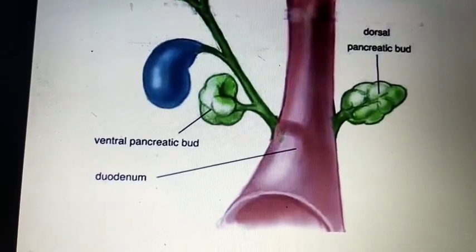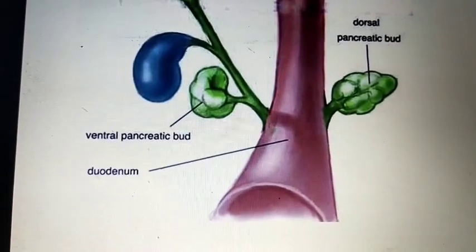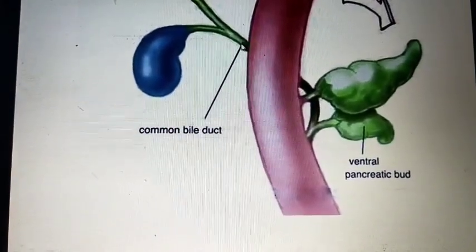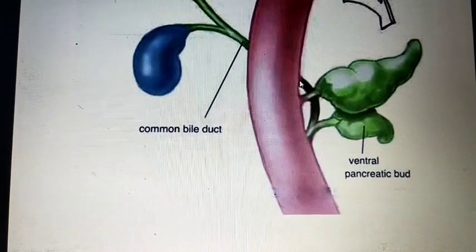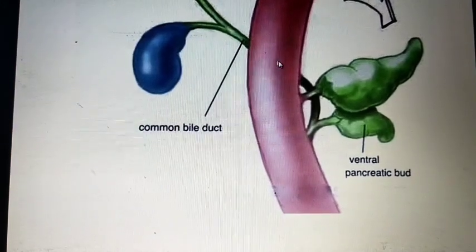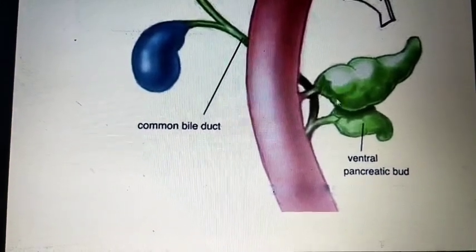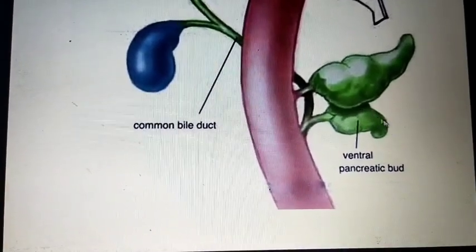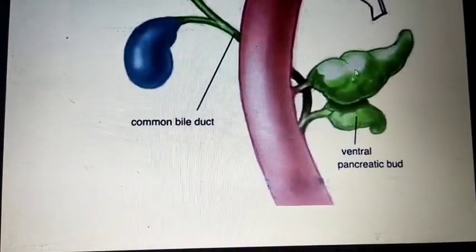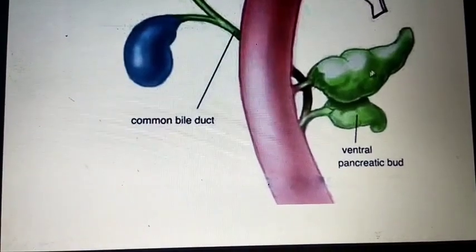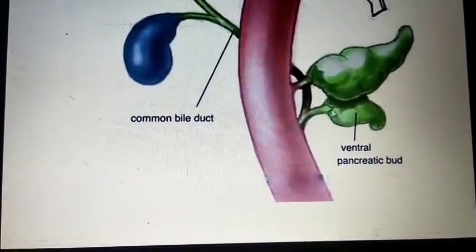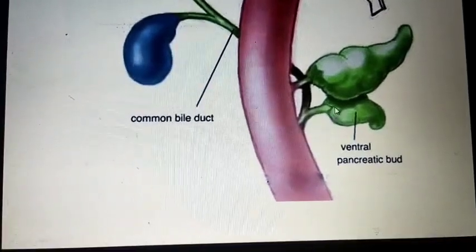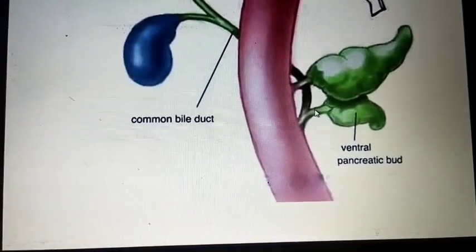And another thing, this rotates. Okay, and rotates like that. And this is what happens: this is the common bile duct coming in first, behind the first part of the duodenum, and this is a dorsal bud. Okay, and this is a ventral bud, and the dorsal and ventral buds develop and form the pancreas, and this duct joins towards the common hepatic duct, and a pancreatic duct forms.